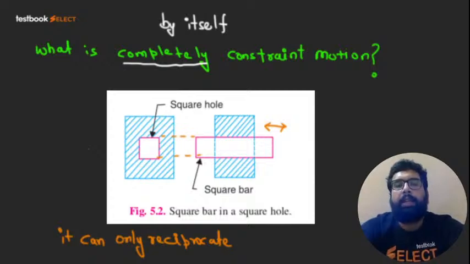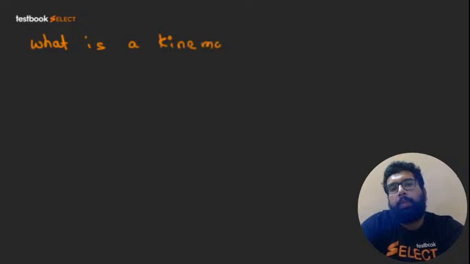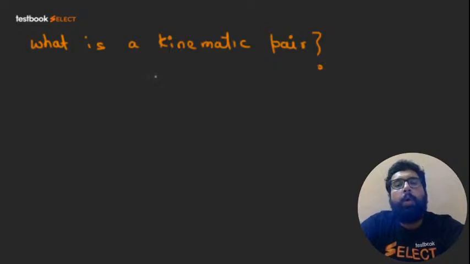Now we are going to talk about pairs. We have spoken about the links, but alone a link can do nothing, so we need to form a pair. So what is a kinematic pair? If I ask you what a kinematic pair is, can you answer me that? When we say pair, please listen carefully: any two links may be joined.